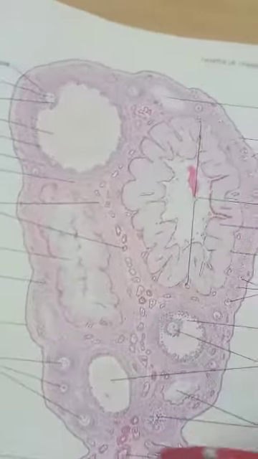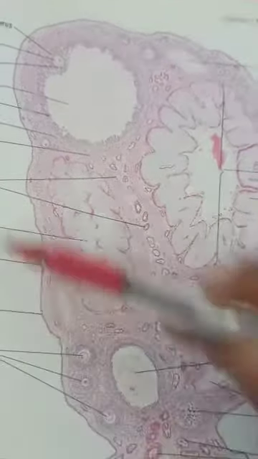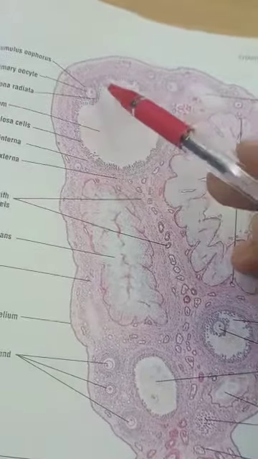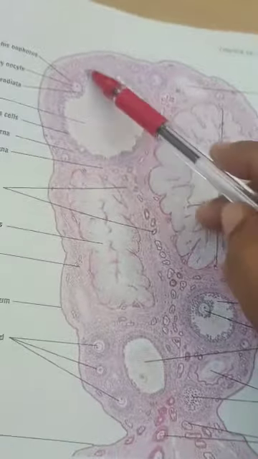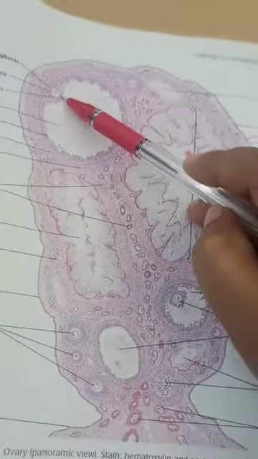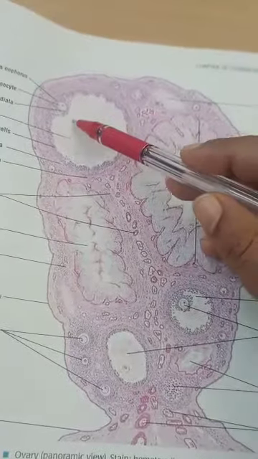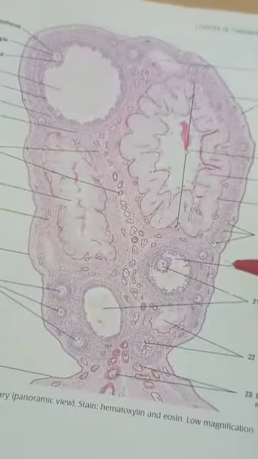The cycle is known as the ovarian cycle, and it takes 28 days. Within 28 days, one ovum will mature and be ejected out from the ovary. That process is known as ovulation, and it occurs on the 14th day of menstruation, from the onset of menstruation.